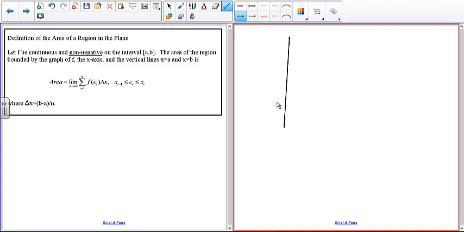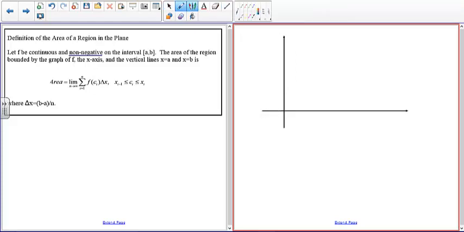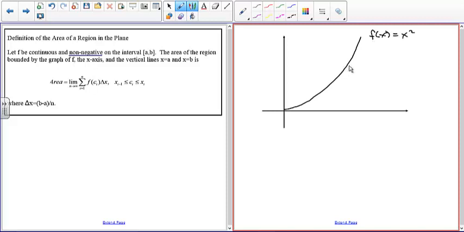So here's the axis. And here's the function. The function is f of x equals x squared. And I want to go from 0 to 10. So that's my interval. If this is 10, this would be 100. Obviously, it's not to scale. So when x equals 10, f of x equals 100. And I want to figure out what the area is going to be underneath that curve.